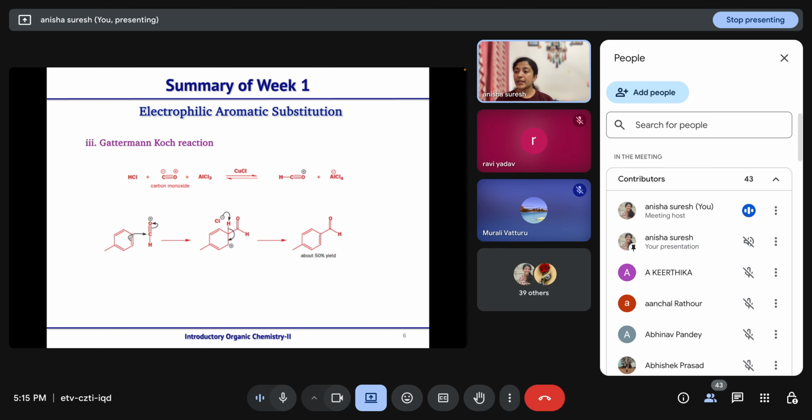Now, similar to the Friedel-Crafts acylation reaction, this benzene ring can attack this carbon atom, neutralizing the positive charge on the oxygen, resulting in the formation of this intermediate. And upon abstraction of this proton and neutralizing the positive charge on the ring, this results in the formation of this final product. So this is known as the Gattermann-Koch reaction.